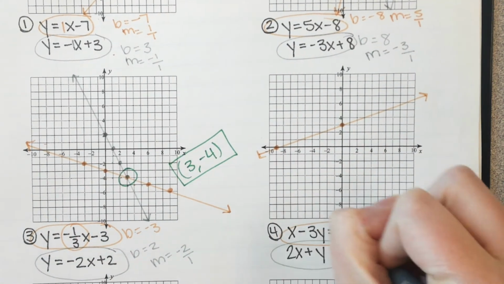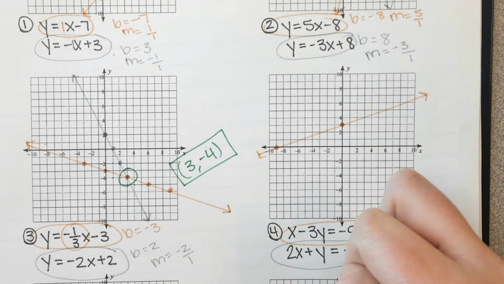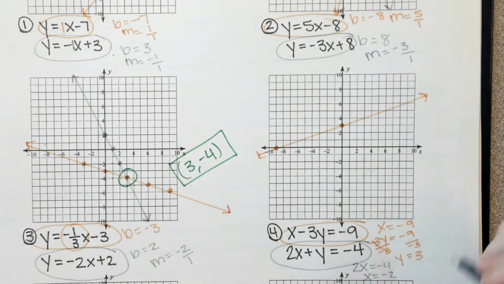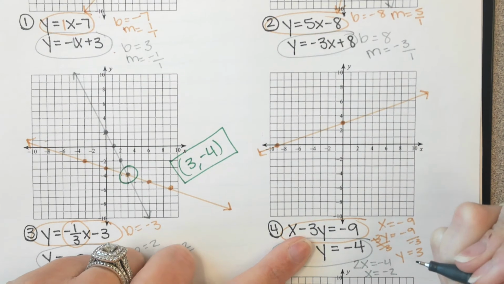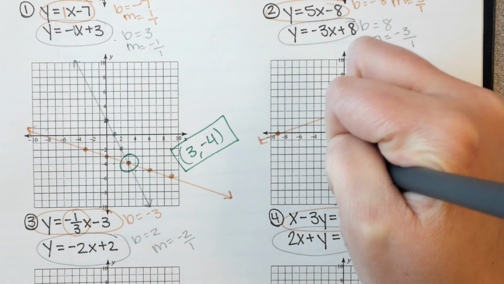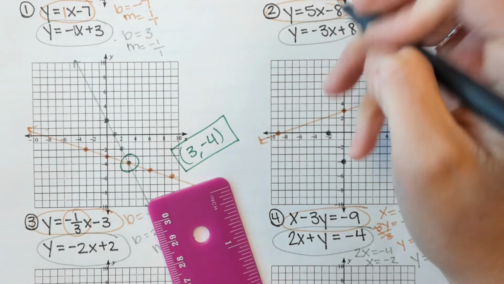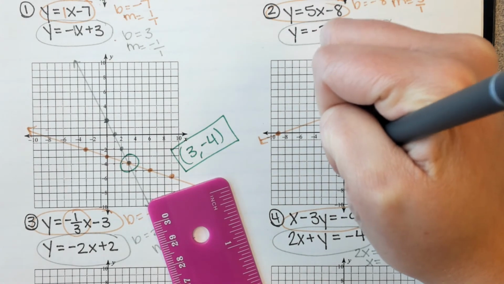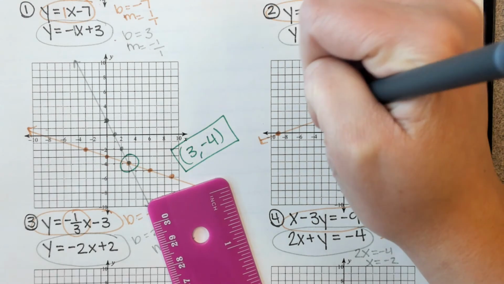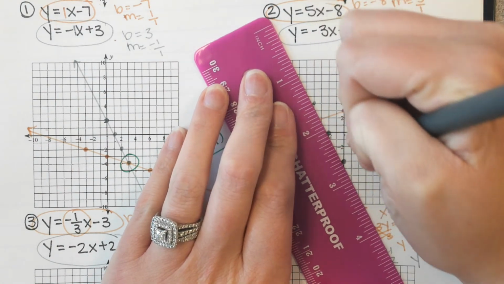My second one, I'm going to do the same way. So I'm going to have 2x equals -4. So x equals -2. And I'm going to have y equals -4. All right, so I'm going to go to -4 on the y. I'm going to go to -2 on the x. And so I'm just trying to make sure my line is nice and straight there.